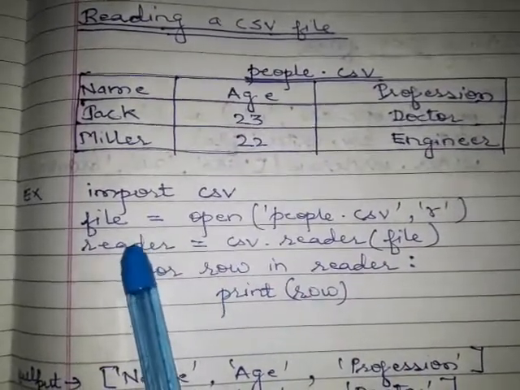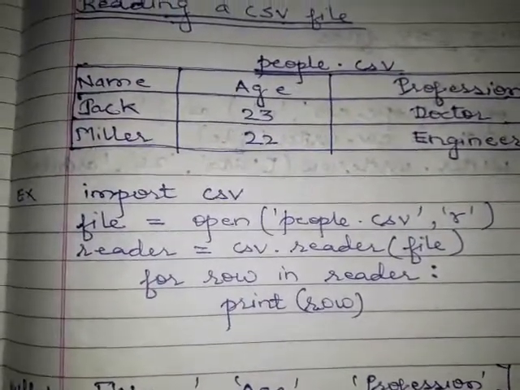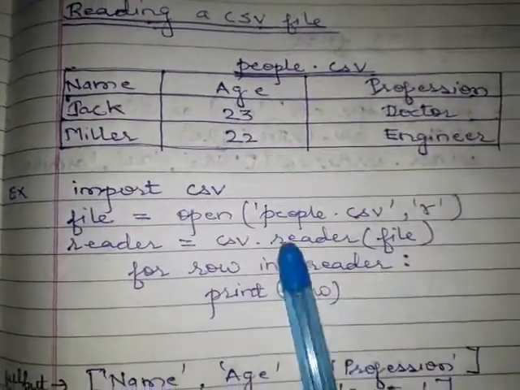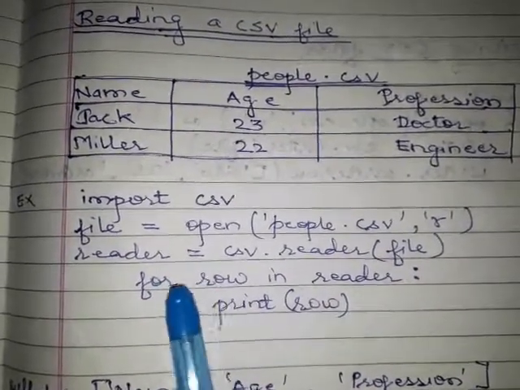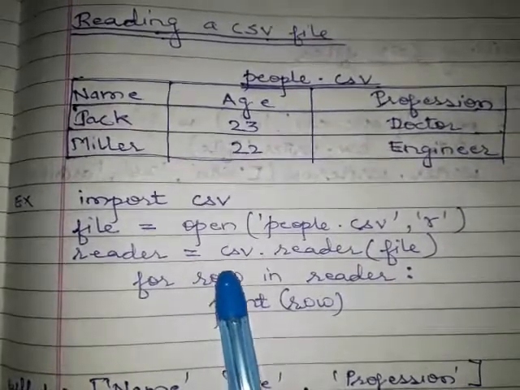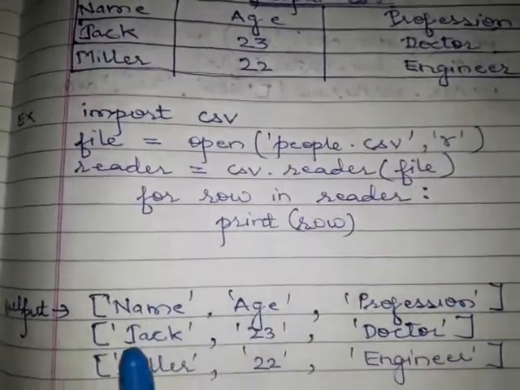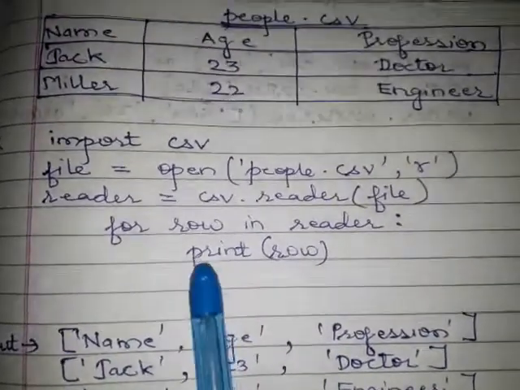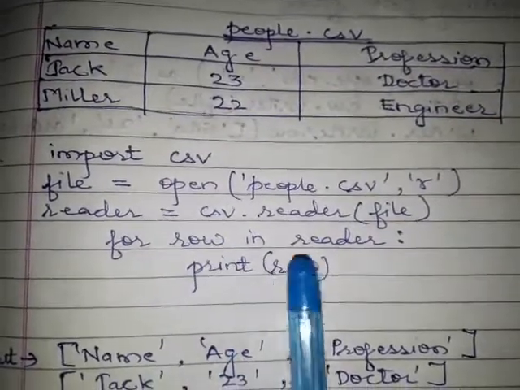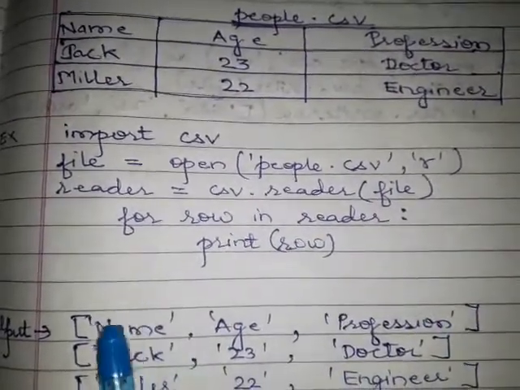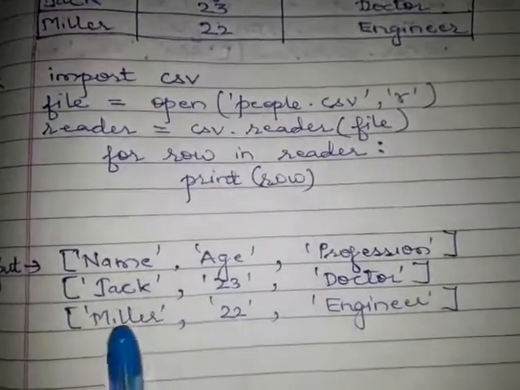The reader will contain the file in the form of different lists. So we are traversing different lists one by one. So this row will consist of a single list. In each iteration, this row will consist of a different list. So whenever I am going to print row in this for loop, this row will consist of a single list, and each list is a single record of the file. First record, second record, third record.